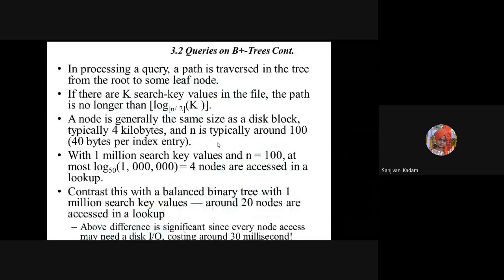So here in processing a query, a path is traversed in the tree from the root to some leaf node. Yes, we have traversed. If there are K search key values in the file, the path is no longer than log base n/2 of K. So the access time of every record is this much only. Just like if we are having thousands or hundreds of records, we will not take much more time for accessing those records. So that is the main point for the trees.